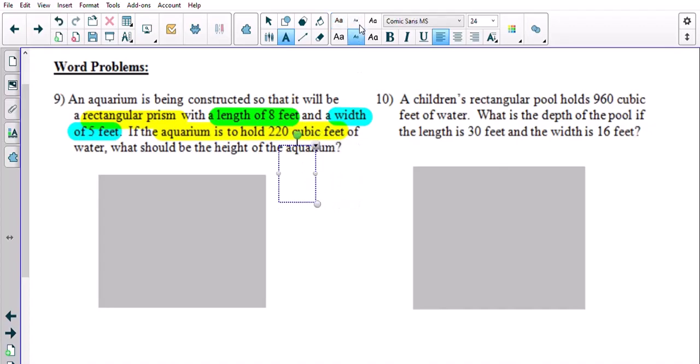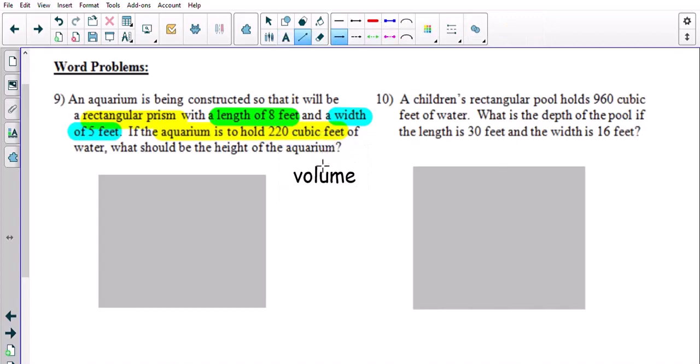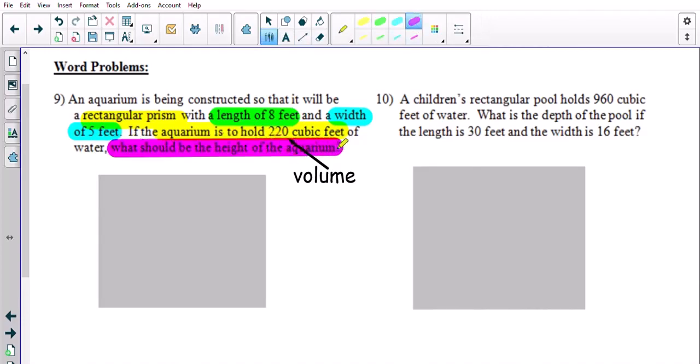Let me get better text here. There we go. So that's going to represent the volume of this rectangular prism. It's how much water this thing is holding. And we want to find the height. So what should the height of the aquarium be? Oops, not a very straight line there. There we go. So let's use our volume formula for a rectangular prism. Again, we know it has to be volume or surface area. We haven't talked about surface area because it's a three-dimensional shape, and because we're talking about how much liquid this is going to hold, we're talking about volume, space inside.